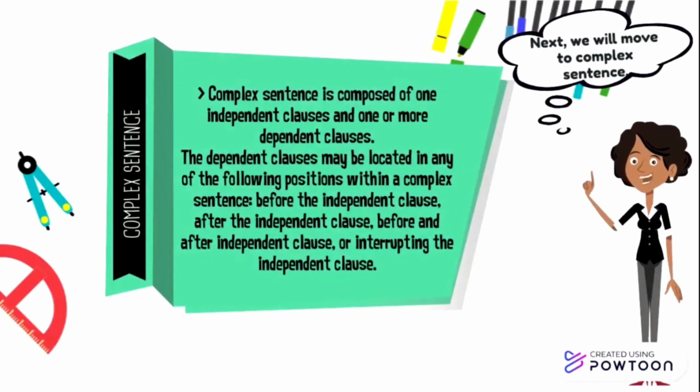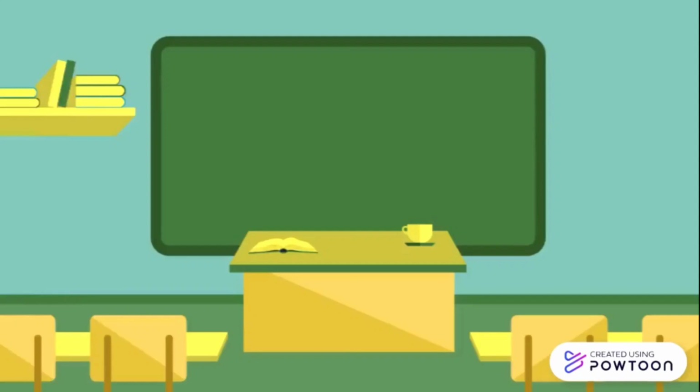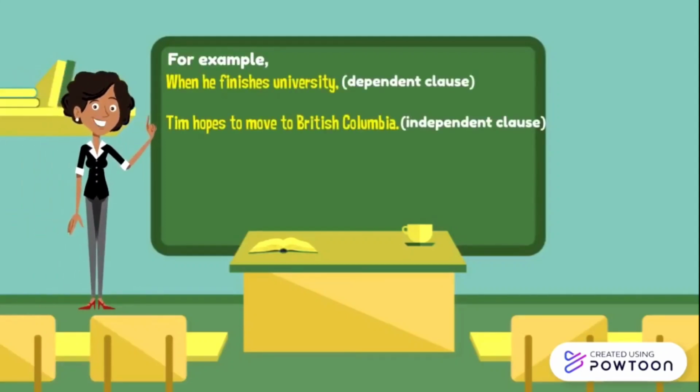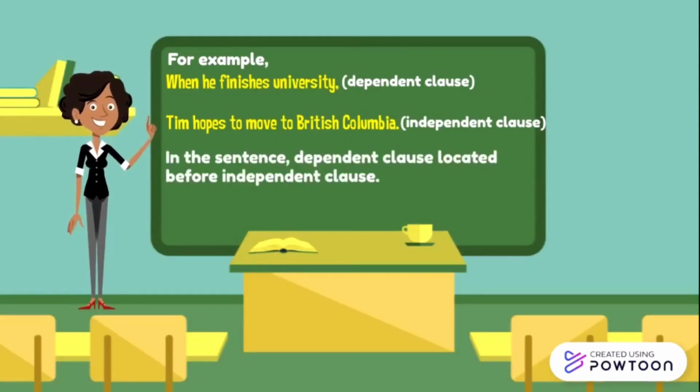A complex sentence is composed of one independent clause and one or more dependent clauses. The dependent clauses may be located in any of the following positions within a complex sentence: before the independent clause, after the independent clause, before and after the independent clause, or interrupting the independent clause. For example, when he finishes university, Tim hopes to move to British Columbia. When he finishes university is the dependent clause. Tim hopes to move to British Columbia is the independent clause. In this sentence, the dependent clause is located before the independent clause.